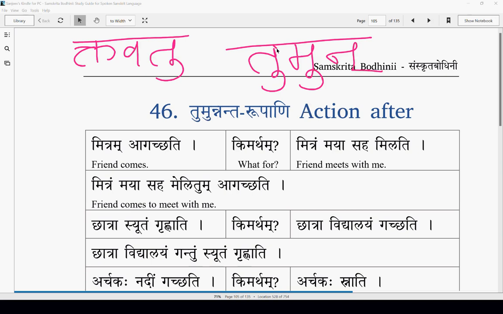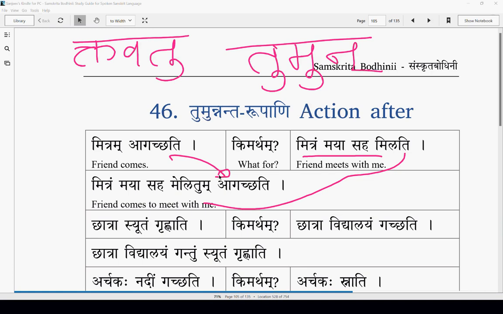Everything from the second one remains the same. Now milati changes to melitum. And agachati, which is the kriya happening first, comes at the end here. Melitum, to meet. The meeting is happening later. So here it is the purpose, but it's going to happen later, after agamanam, after coming. So they are joined like this.